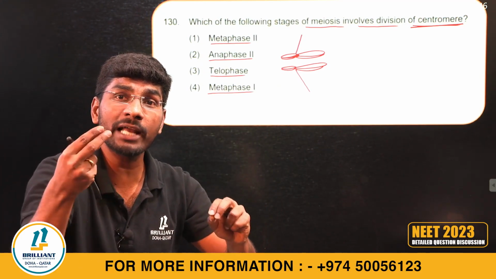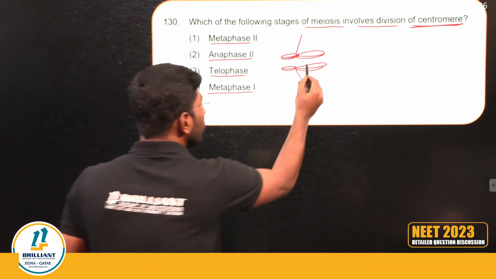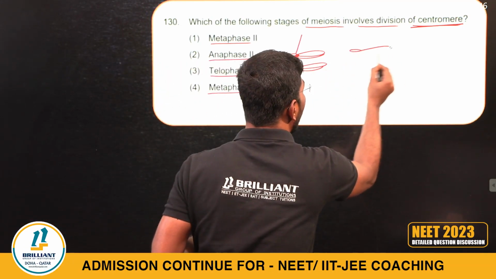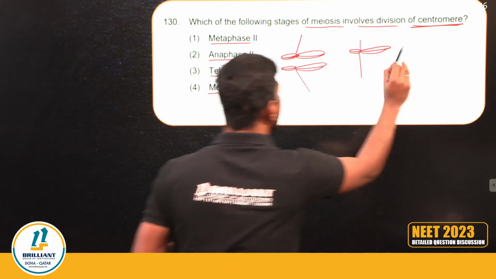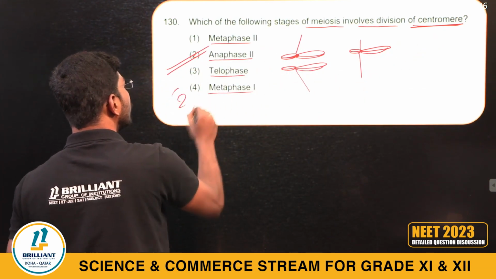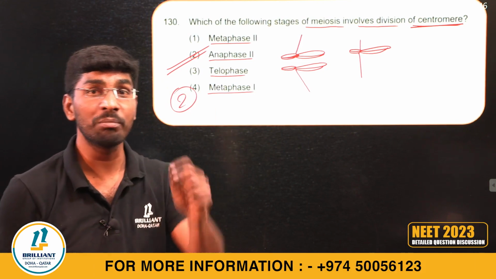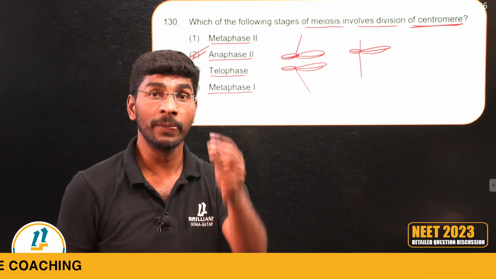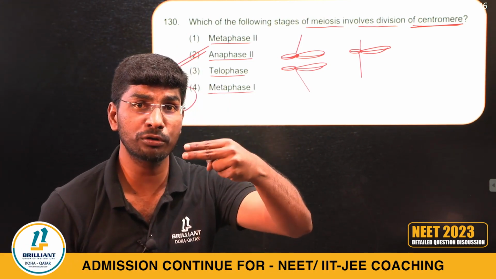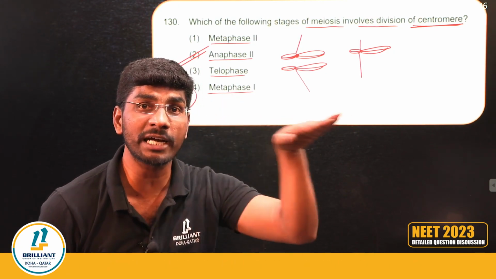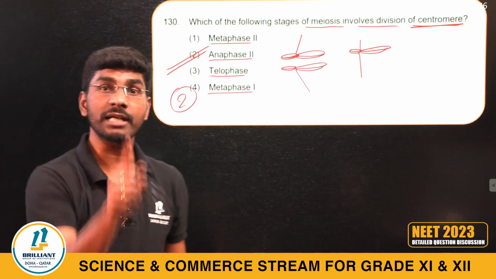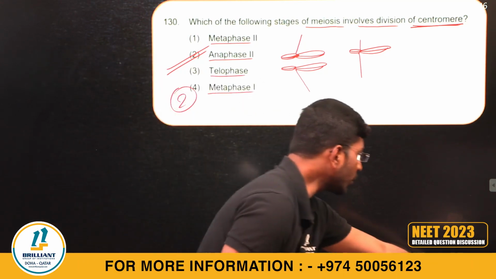What happens in anaphase 2? Look here. These two sister chromatids segregate, and at that time the centromere splits. So the answer will be option 2, anaphase 2. Many times I explained in the theory class: in anaphase 1, two homologous chromosomes separate. In anaphase 2, two sister chromatids separate. At that time centromere splitting takes place. Answer is 2. Next question.